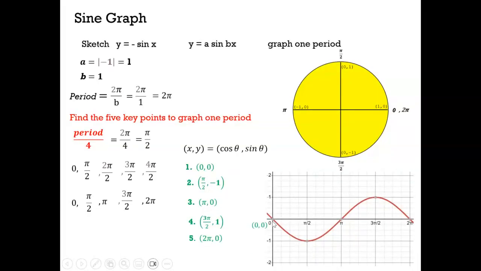So we start with 0, 0, my first point. Pi over 2, negative 1. We got pi, 0. We got 3 pi over 2, 1. And we have 2 pi, 0. That's how you graph the negative sine.